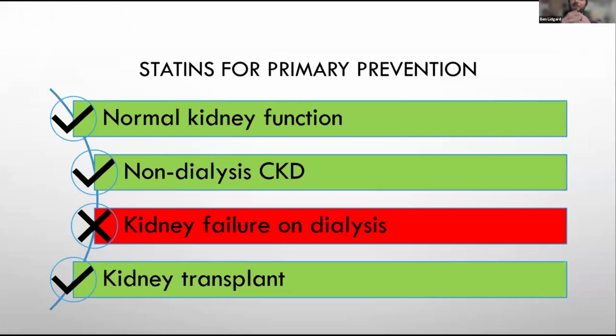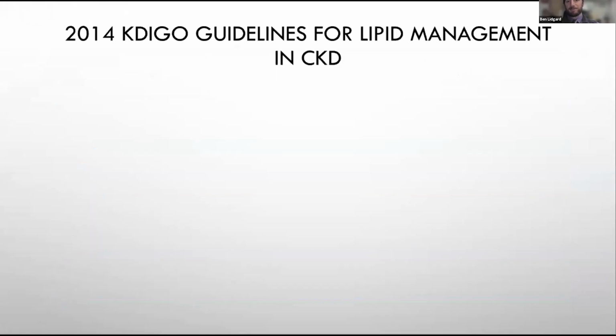So we've talked about the trials. Let's just sum up what we found with all these trials. It seems to suggest that statins prevent cardiovascular disease in patients with normal kidney function. They seem to improve outcomes in patients with non-dialysis requiring CKD and in patients with kidney transplant, but not in patients with kidney failure on dialysis.